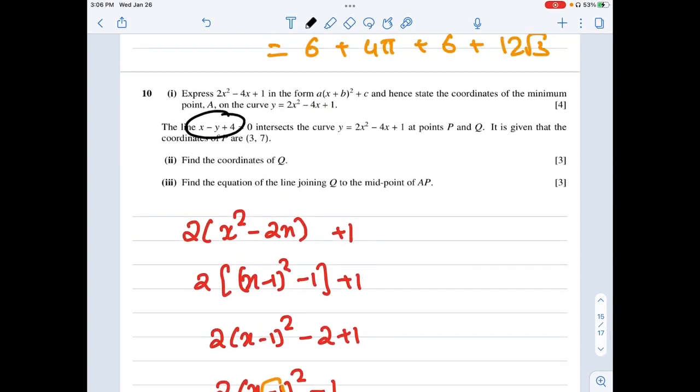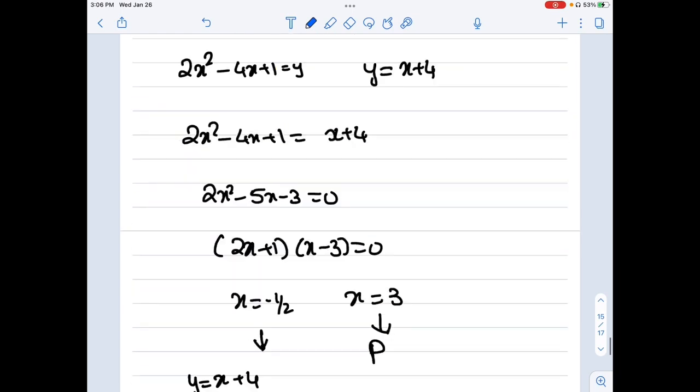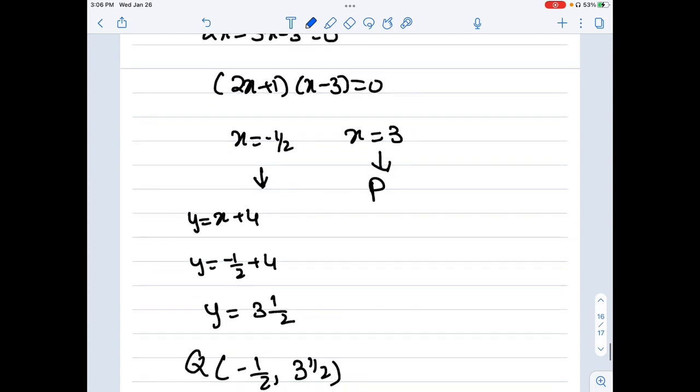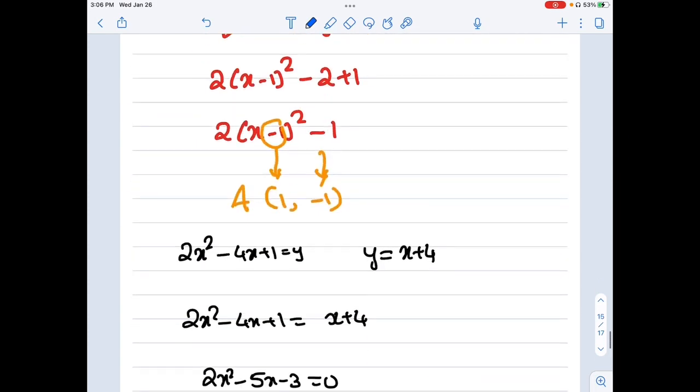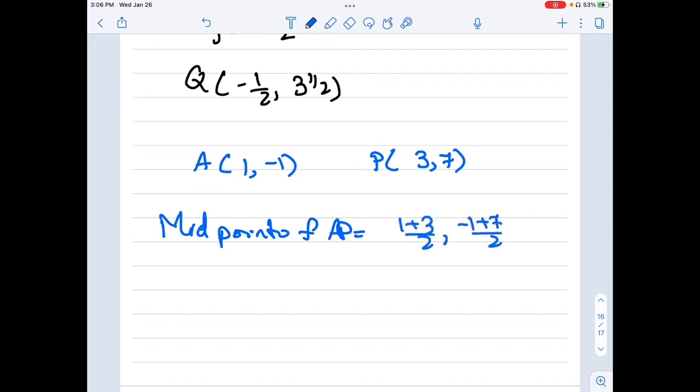Next part: find the equation of the line joining Q and the midpoint of AP. What was A? 1 comma minus 1. And P? It is given in the question, 3 comma 7. Now the midpoint of AP: (x1 + x2)/2, (y1 + y2)/2. So it becomes 2 comma 3.